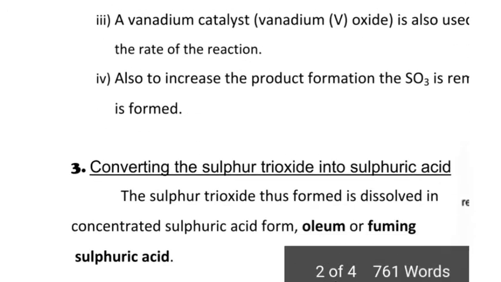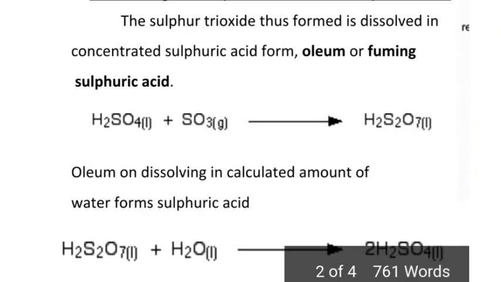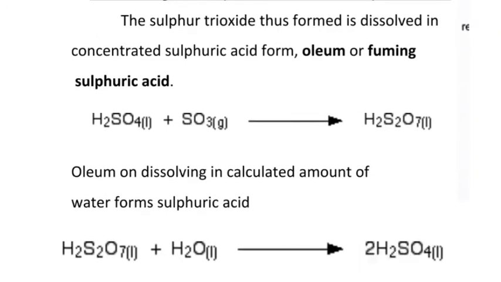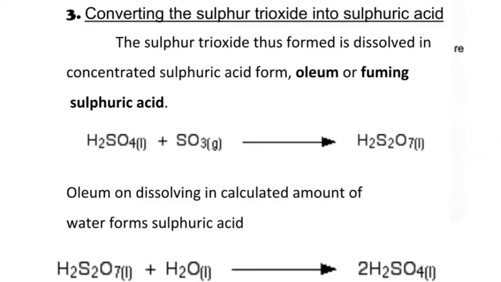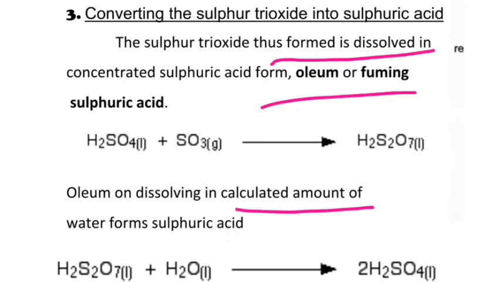Now we come to the last step of the contact process, that is conversion of sulfur trioxide to sulfuric acid. The sulfur trioxide thus formed is dissolved in concentrated sulfuric acid. We get oleum. Oleum means nothing but fuming sulfuric acid. The fuming sulfuric acid, formula H2S2O7, is otherwise called oleum. On dissolving in a calculated quantity of water, we get sulfuric acid.